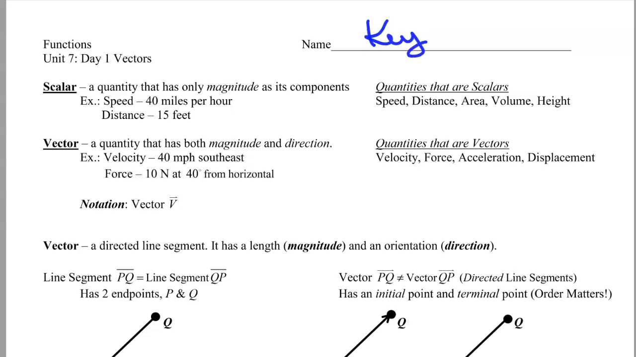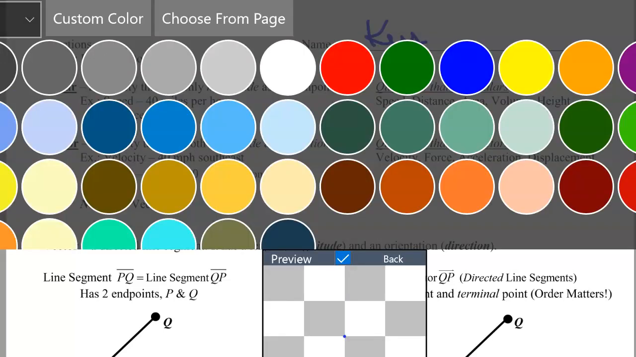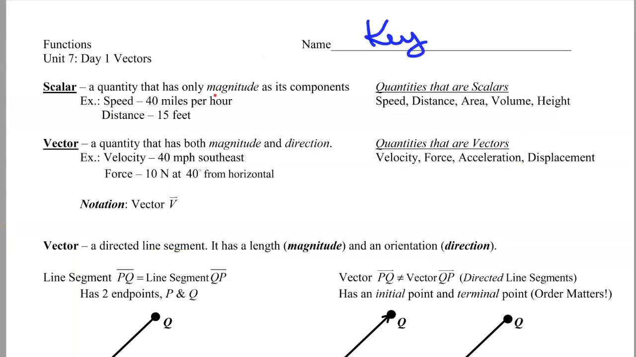If you remember vectors, you studied them in physics. Vectors are a little bit different than what we've maybe done in the past, but there are two things that you studied before in physics. One is called scalars and one is called vectors. Scalars are just magnitude. They're just numbers: 40 miles per hour, 15 feet. They don't have a direction, whereas a vector is both magnitude and direction.